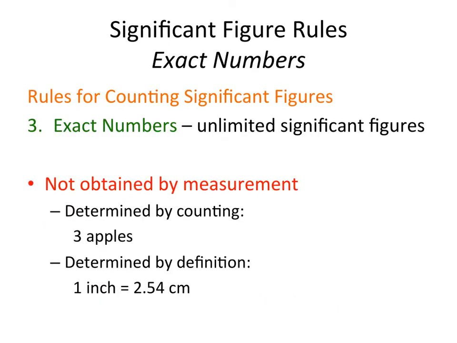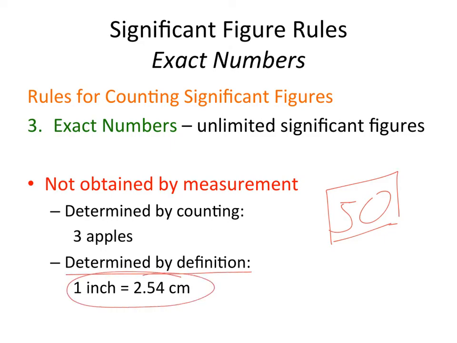When we're talking about exact numbers, this means that either we were counting them or they were determined by a definition. So once again, if I was counting apples or oranges and I had 5 in front of me, that would be significant. If I had 50 apples, then both are going to be significant because there are indeed 50 whole apples. The other way is the definition. In this case, 1 inch is equal to 2.54 centimeters. These are all going to be significant.